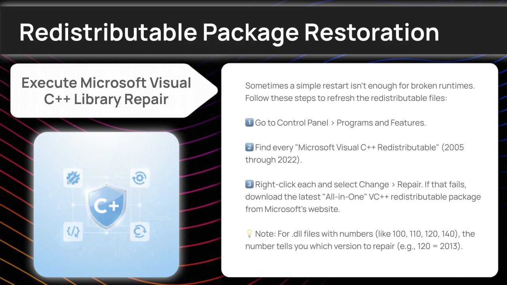First, go to Control Panel, then select Programs and Features. Second, find every Microsoft Visual C++ redistributable 2005 through 2022. Third, right-click each and select Change, then select Repair. If that fails, download the latest all-in-one VC++ redistributable package from Microsoft's website. Please note that for DLL files with numbers, the number tells you which version to repair. For example, 120 equals 2013.